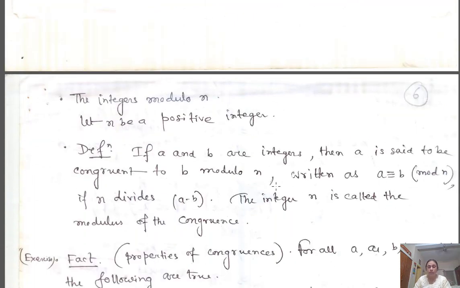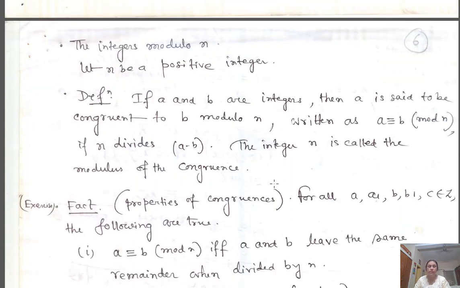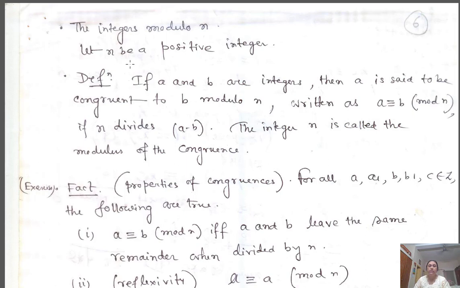Okay, so next is the congruence relation, the integers modulo n, where n is a positive integer. We have already discussed this while introducing the classical ciphers. Let us go through this once again. The integers modulo n, where n is any positive integer.